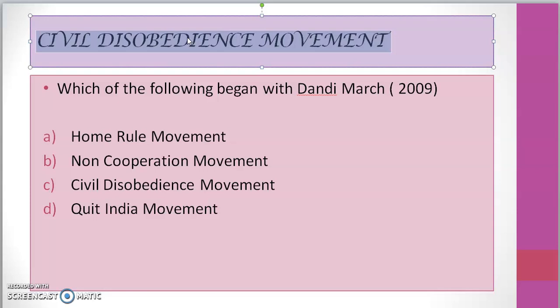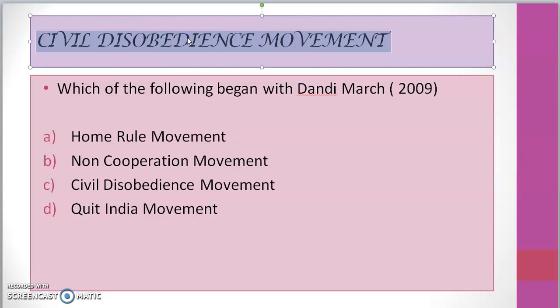Movement properly. I would also like to add that whenever you are preparing these movements, be it the Civil Disobedience Movement, the Non-Cooperation Movement or the Quit India Movement, always focus on the cause of the movement, the course of the movement and the consequence of the movement. So cause, course and consequence should be the kind of framework that you should have in mind whenever you are preparing these different movements. Okay? So with that, let us dive into the questions.